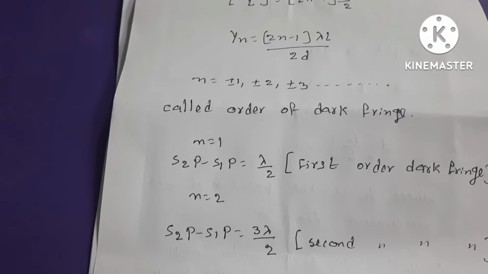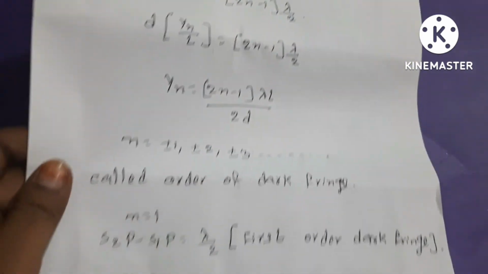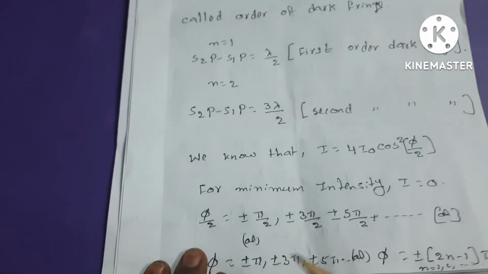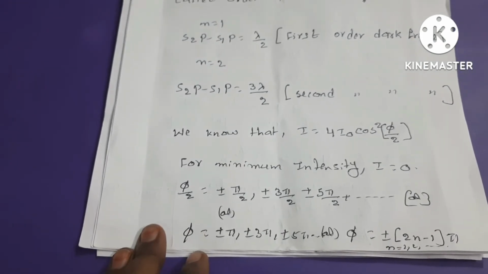For second order, 3 lambda by 2, like that we are getting here. So this is about the dark fringe. Now, condition for minimum intensity. Minimum means no need of thinking that, simply you can take intensity equals 0.